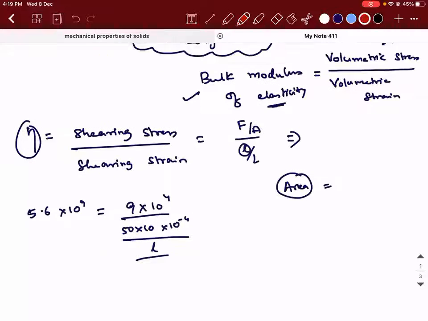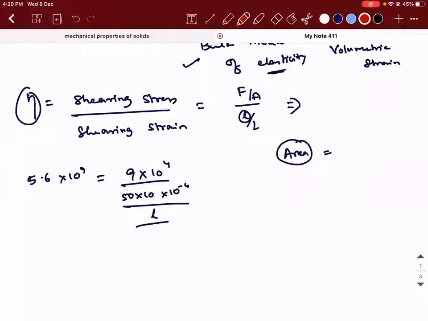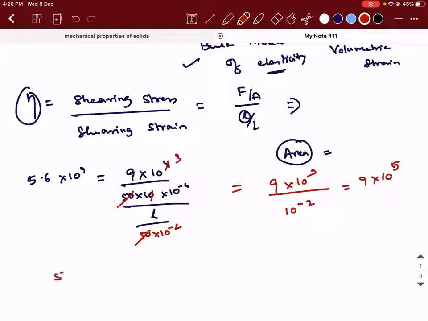So that is why we are multiplying 50 into 10, divided by capital L, which is 50 into 10 power minus 2. So 50 and 50 are gone. 10 power 3. So 9 into 10 power 3 divided by 10 power minus 2. So 9 into 10 power 5, divided by small l. So small l will be equal to how much?